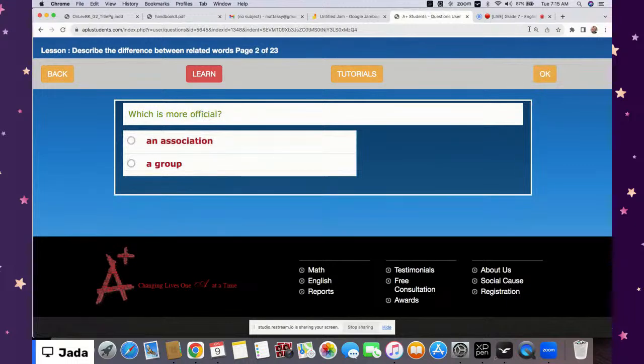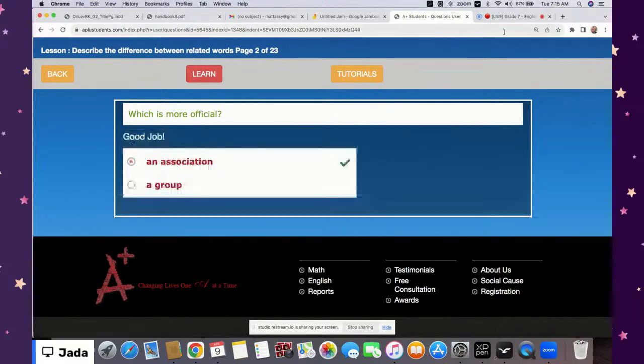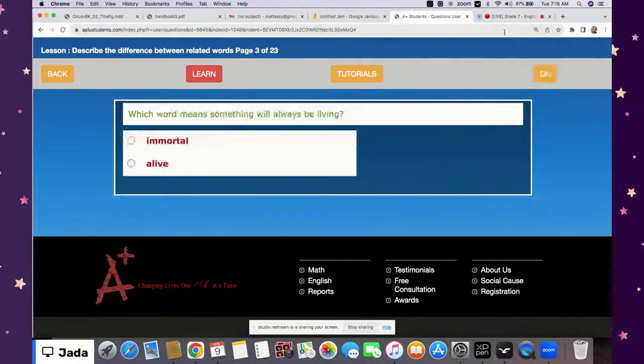Now, which is more official? Is it an association or a group? So an association is more official. Then which word means something you will always believe in? We had this in the tutorials. Of course it's immortal.